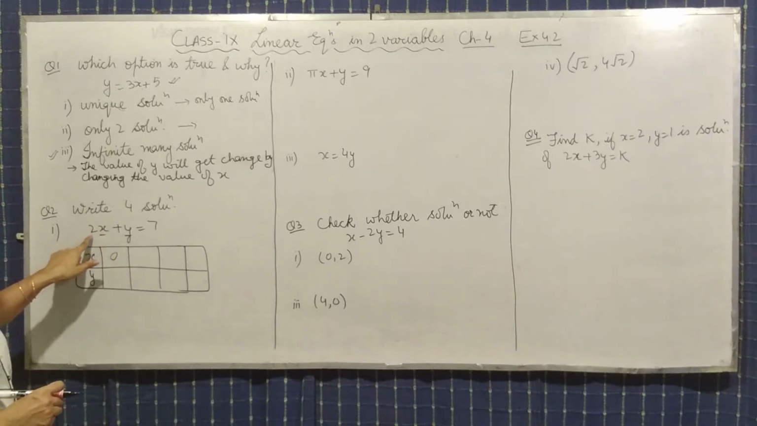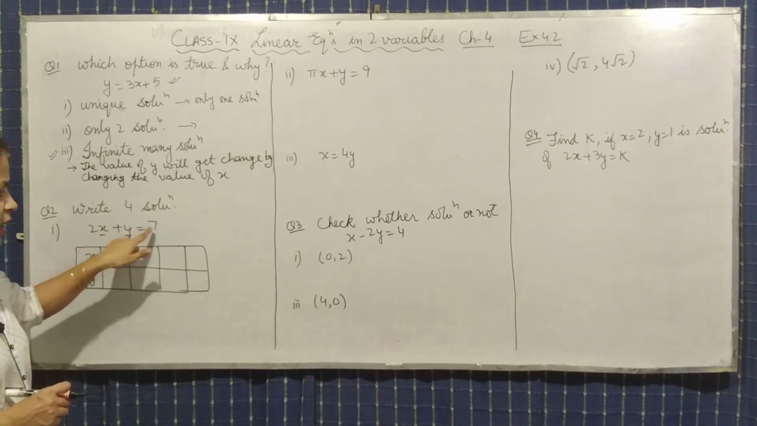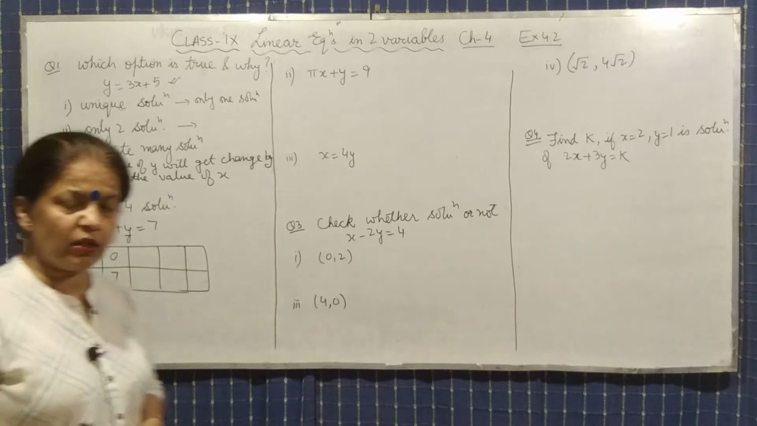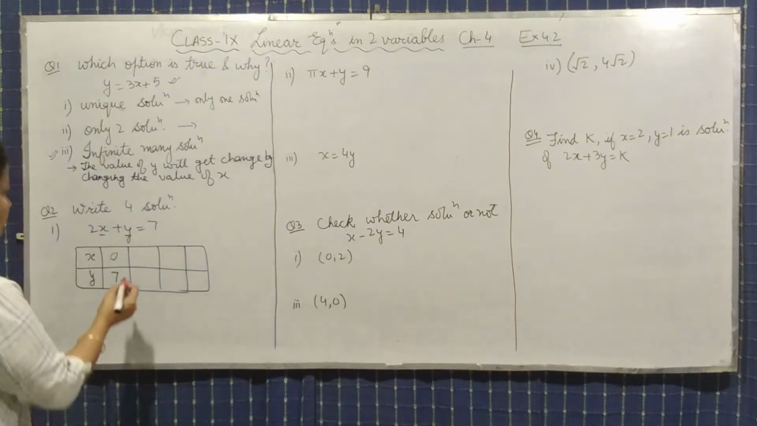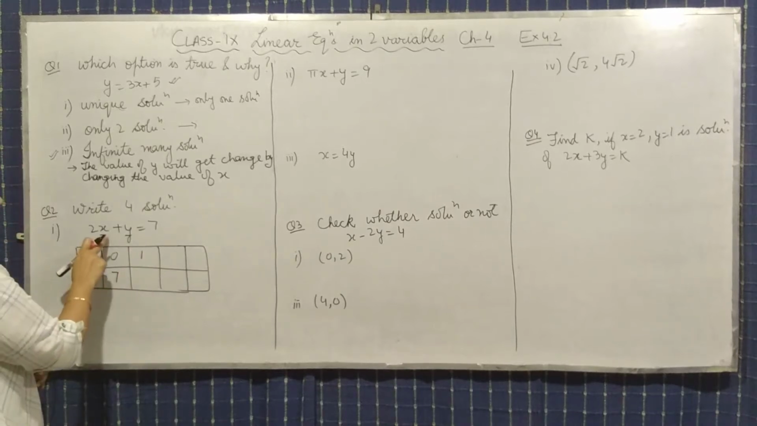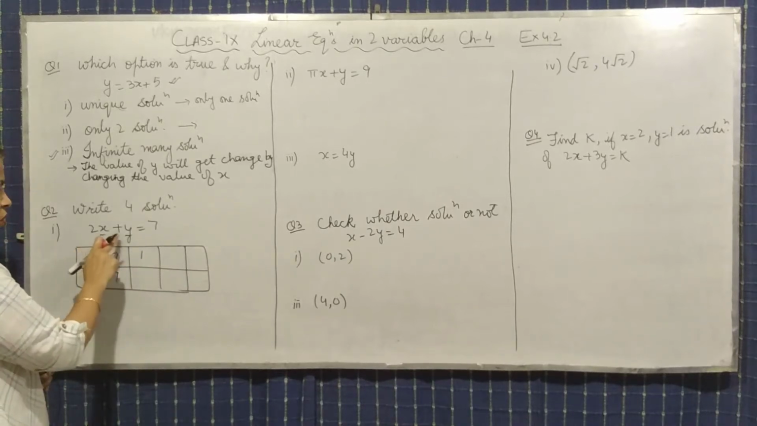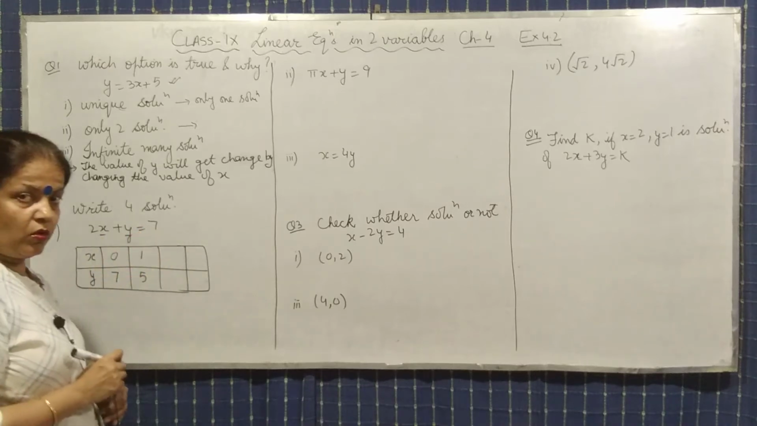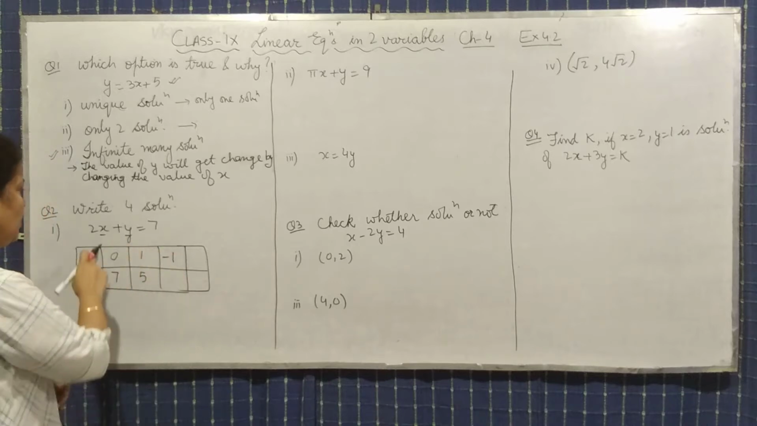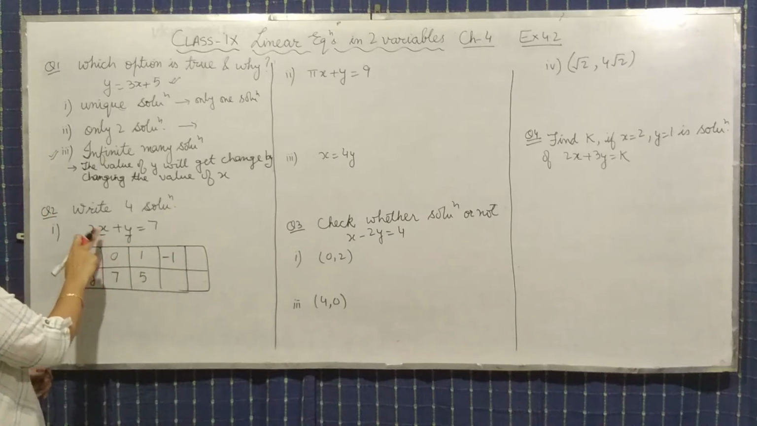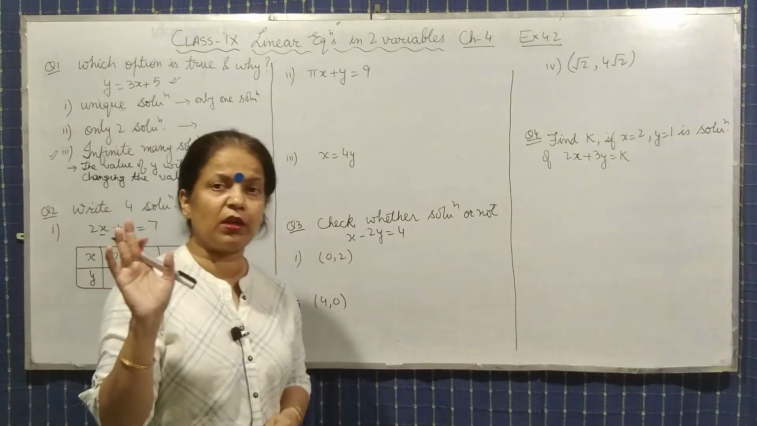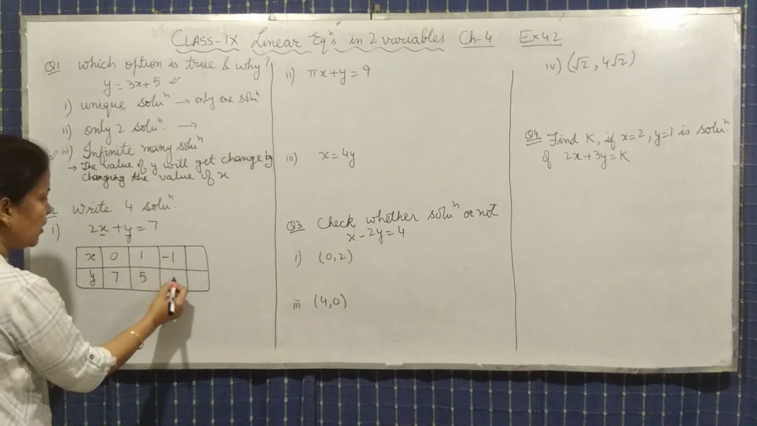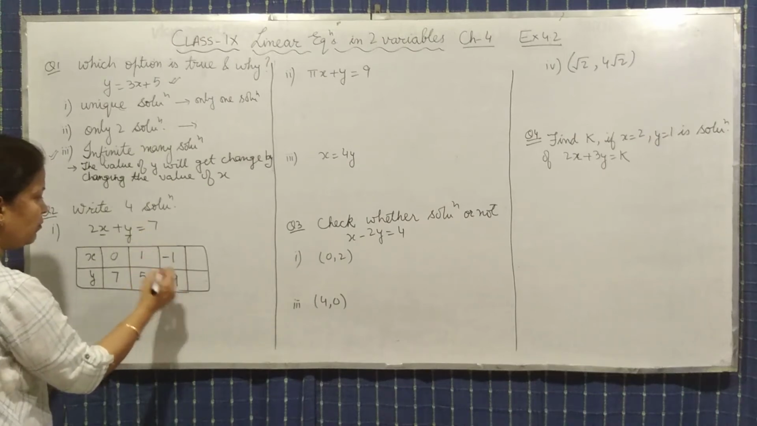So solve it verbally. 2 into 0 is 0, plus y equals 7. So what value of y will we get? 7. Okay, so this is one solution. Now take the x value as 1. 2 into 1 is 2. Shift it to the other side. 7 minus 2 will become 5. Now take x as -1. You can take any integer including 0. -2, so again shifting it, minus will become plus. So it will become 9.